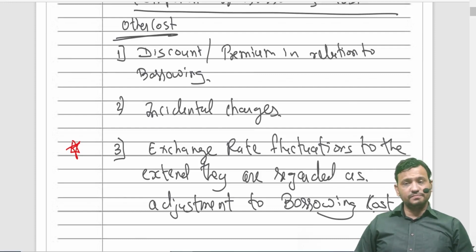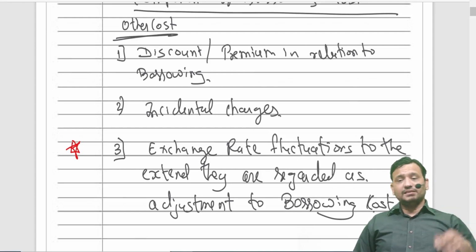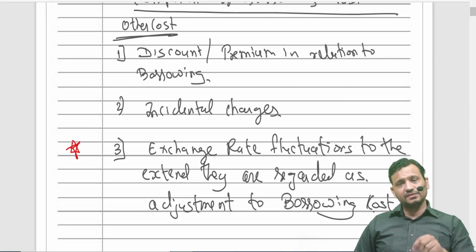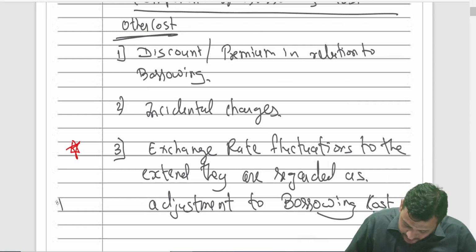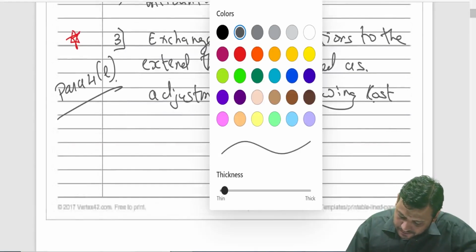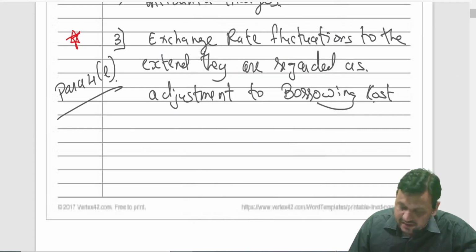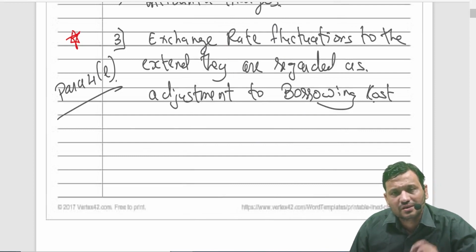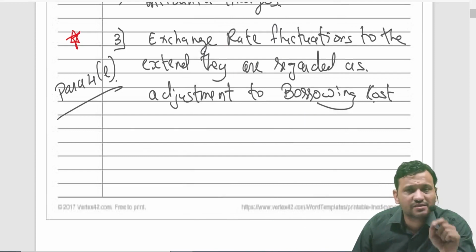Now what does it mean? This is an exception in AS 11, but here it is considered. Generally referred to as para 4E. Now see, what is this? It says whatever exchange fluctuations are part of your borrowing cost, that much of the exchange fluctuations will be considered as borrowing cost.